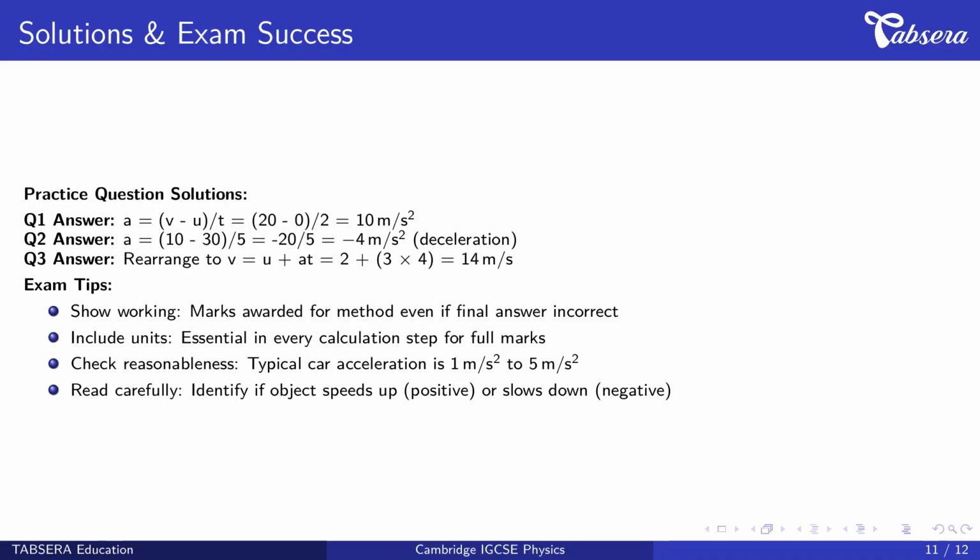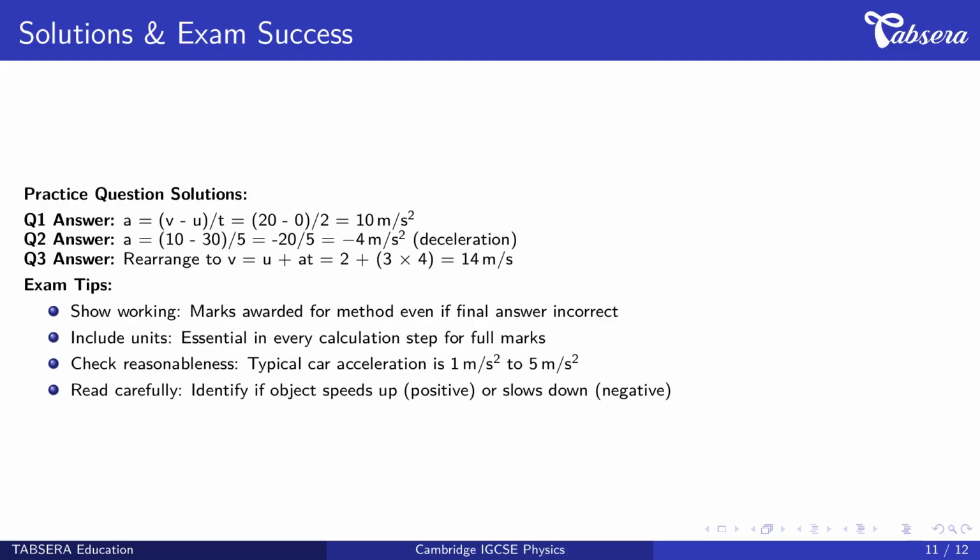Let's review the solutions. For question 1, the answer is a equals v minus u divided by t, which gives 20 minus 0 divided by 2 equals 10 meters per second squared. This is correct because the ball starts from rest and gains velocity uniformly. For question 2, we find a equals 10 minus 30 divided by 5, which gives negative 20 divided by 5 equals negative 4 meters per second squared. The negative sign indicates deceleration, as expected when braking.